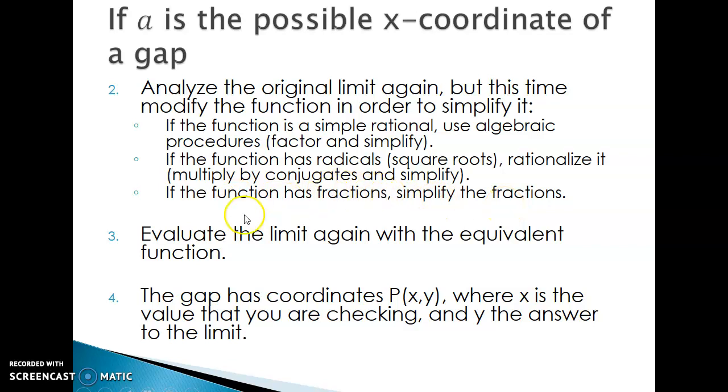After you simplify, you need to evaluate the limit again with the equivalent function. And then the gap has coordinates x, y, where x is the value that you're checking, and y is the answer to the limit. I'll give you an example.